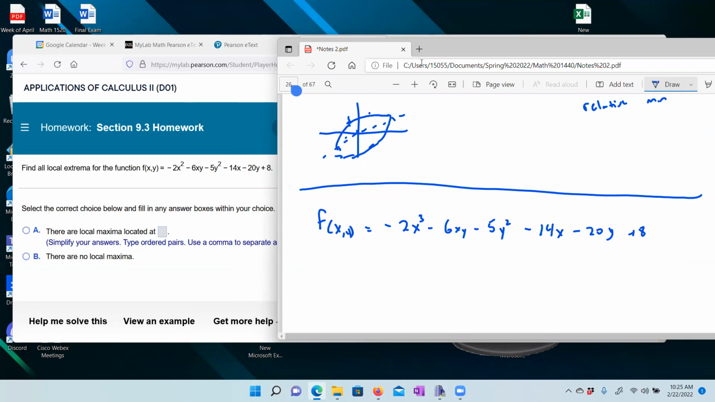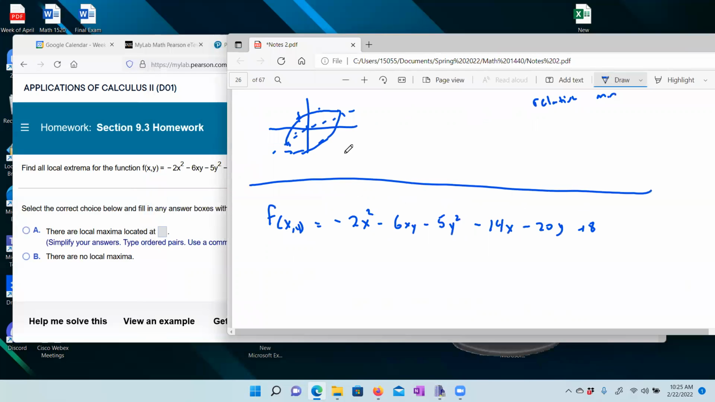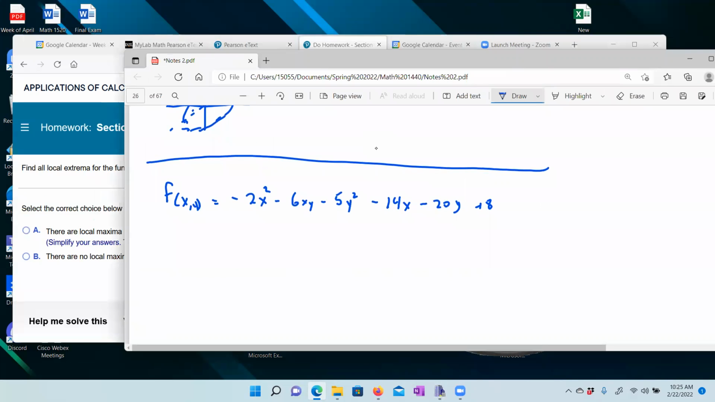Okay. So we have, oops, was that a cube? No, that was still squared. So let's see here, double check to make sure I got everything written down correctly. So we got -2x squared, -6xy, -5y squared, -14x, -20y, +8. All right, so let's see what we're going to get.